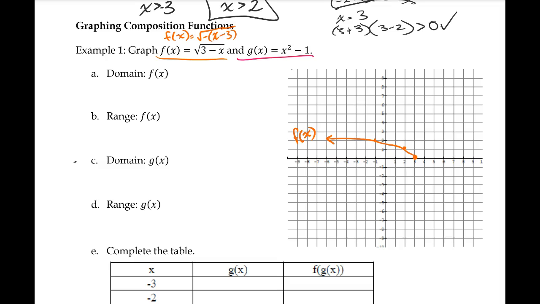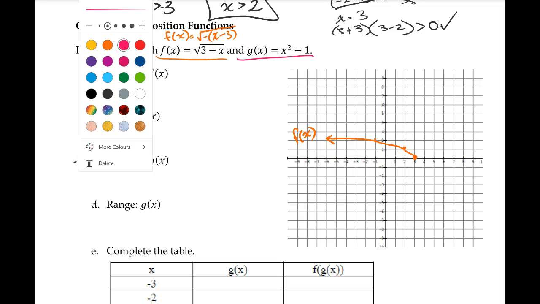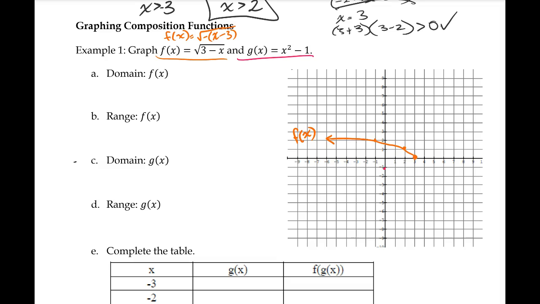G of x, I'm dealing with a parabola that's shifted down 1. That's a lot easier to draw and wrap your head around. Okay, so parabola shifted down 1, still opening upward.